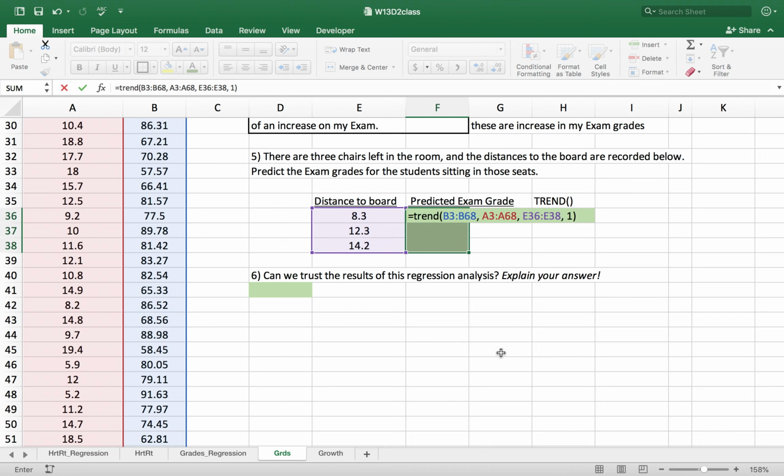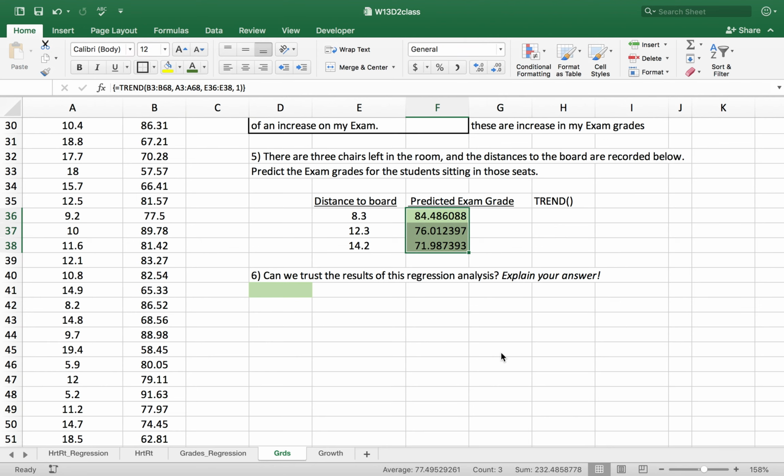We're going to hold Control, Shift, Enter to finish and make our predictions. So hold down Control, hold down Shift, and now hit Enter. And these are going to be the predicted exam grades based on these distances that those students sit to the board.